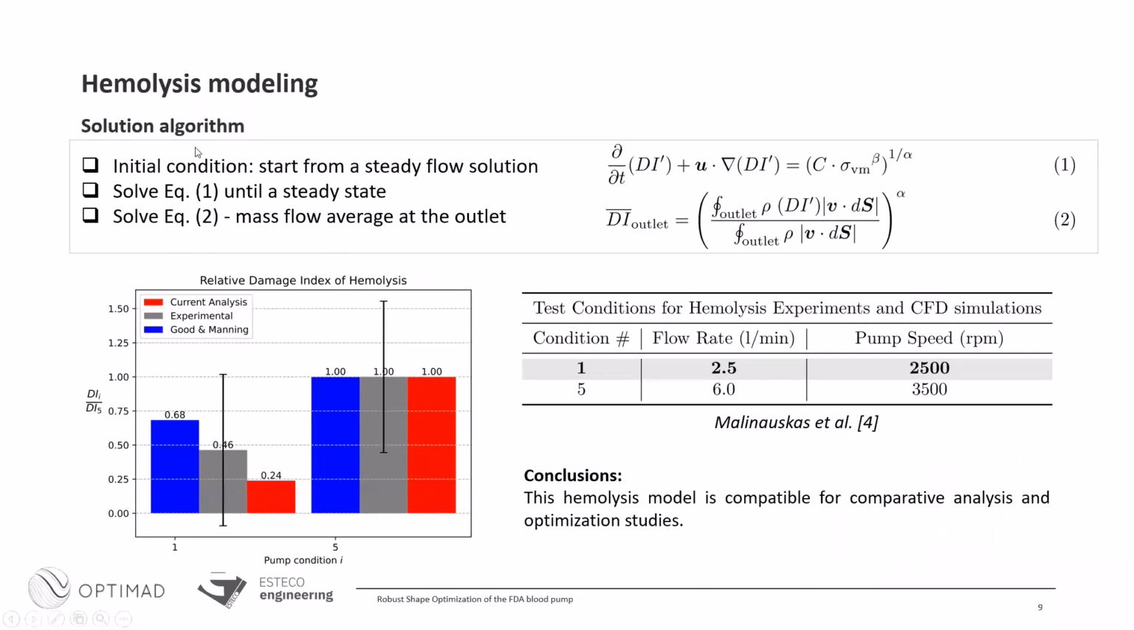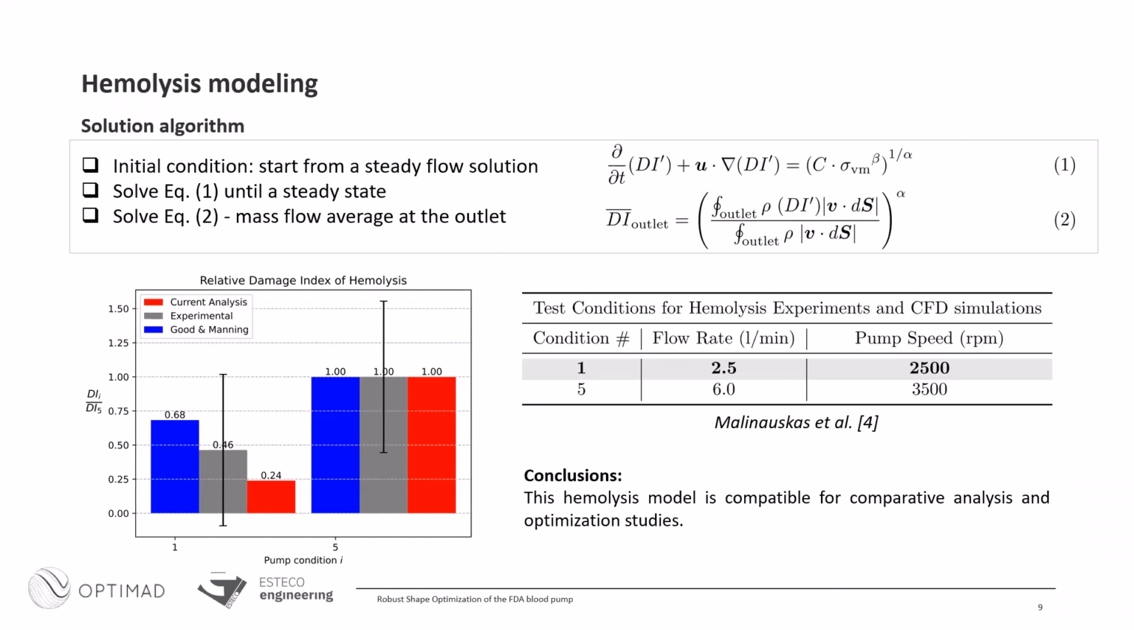This is the solution algorithm. We started from the solution of simple form, and we solved equation number 1 until a steady state, and we computed a mass flow average at the outlet of the passive scalar DI, the damage index. In this bar chart, you can see a relative damage index of hemolysis with respect to 2 pump conditions. This is because it's very tricky to predict absolute and reliable values for hemolysis.